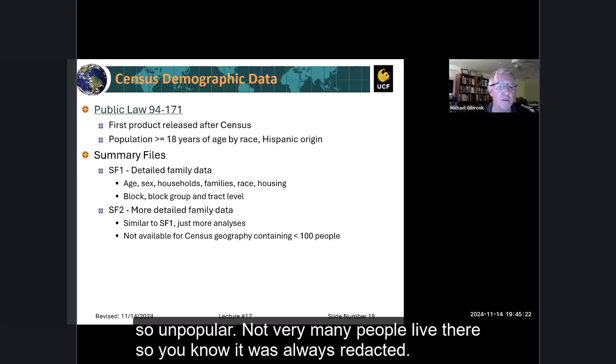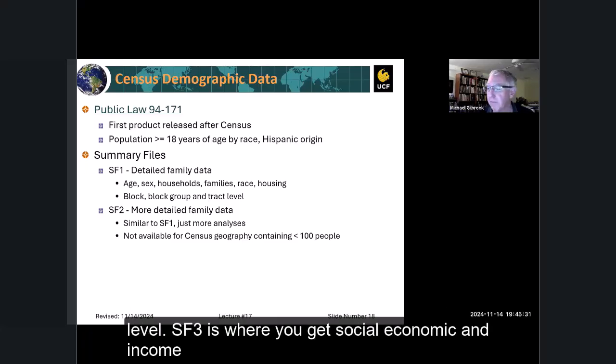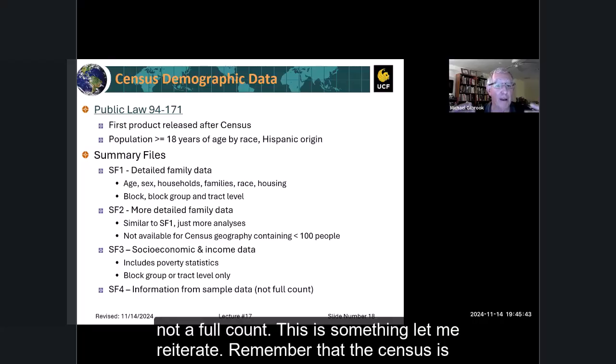So it was always redacted. So we had to go out to the block group, the next biggest unit, and do the analysis at the block group level. SF3 is where you get socioeconomic and income data. And then SF4 is other kinds of data that is the result of statistical sampling, not a full count.